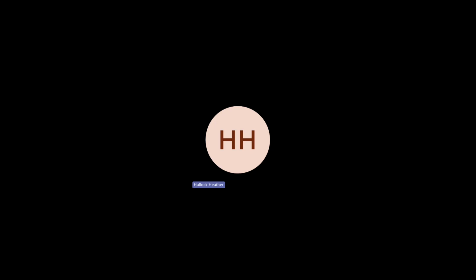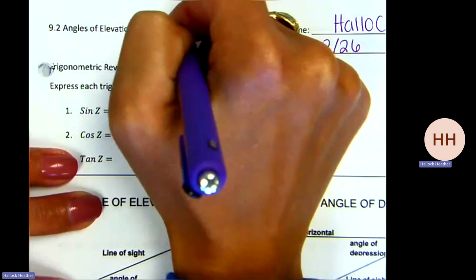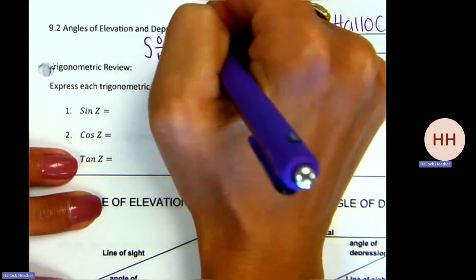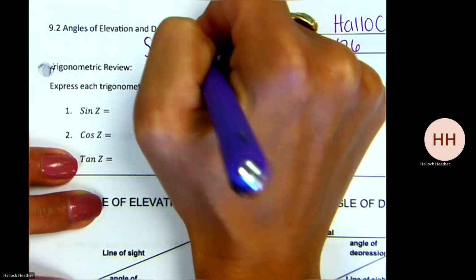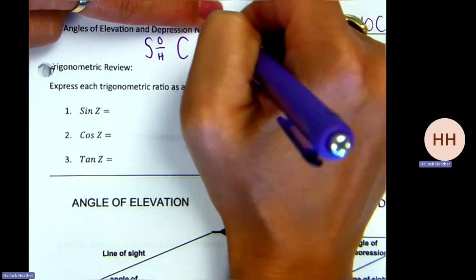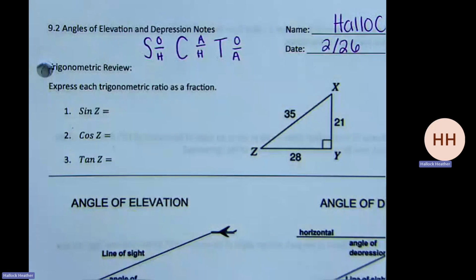Sine. So the S, sine, stands for opposite over hypotenuse. Cosine, the big C. Cosine stands for adjacent over hypotenuse. Tangent is opposite over adjacent. So take a second and copy that down, SOHCAHTOA.